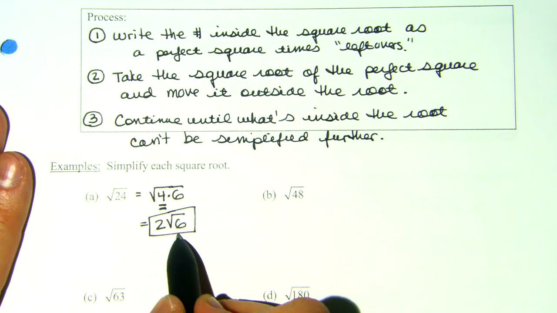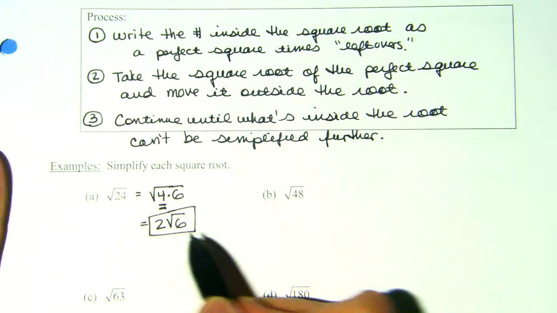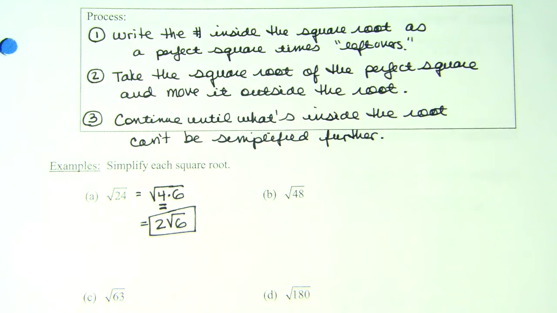So I'm looking at that 6. Can I write that as 4 times something? No. 9 times something? Don't even bother checking that because that's bigger than my number. This is as simplified as we can get. Get this in your notes.